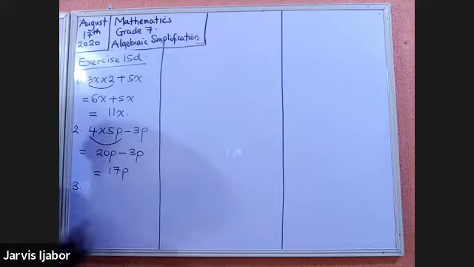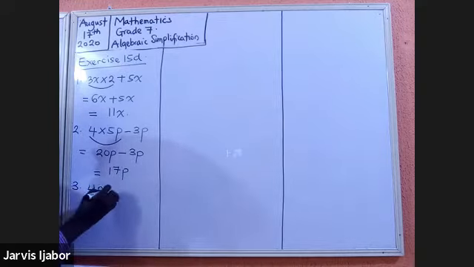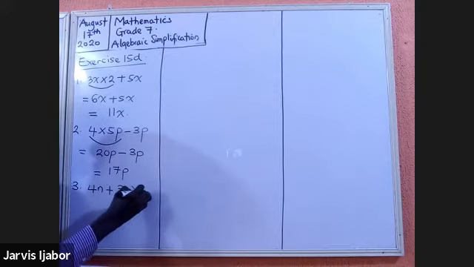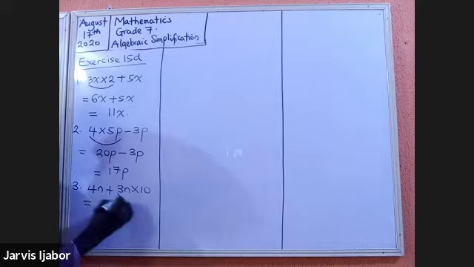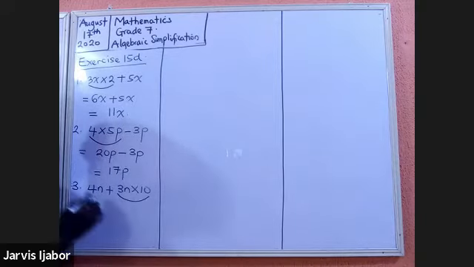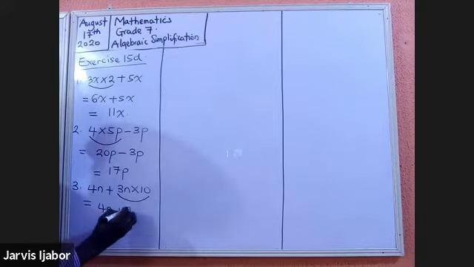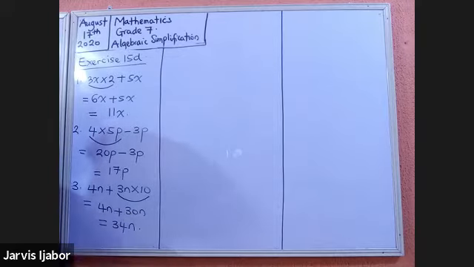Number 3, 4n plus 3n times 10. That'll give me, this is what you multiply. That'll give me 4n plus 30n. And that'll give me 34n. That's clear.